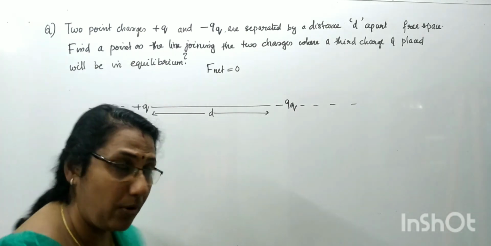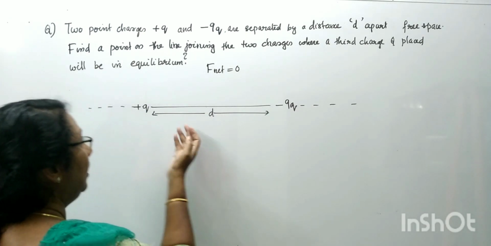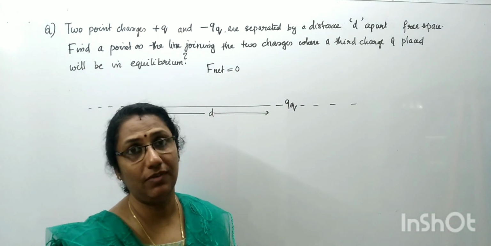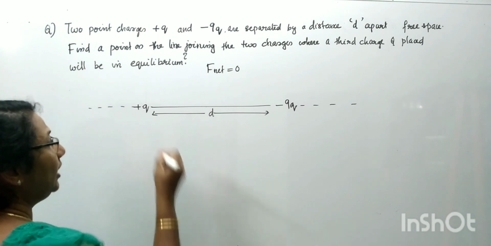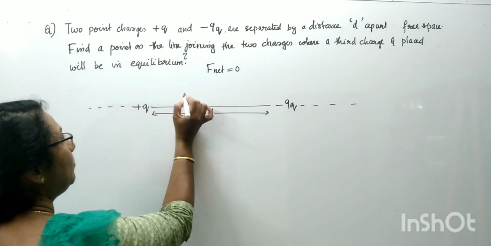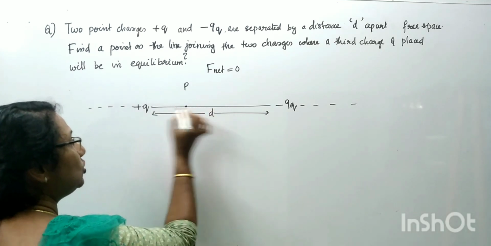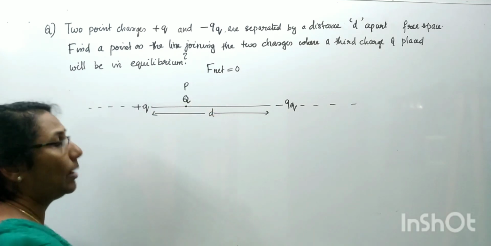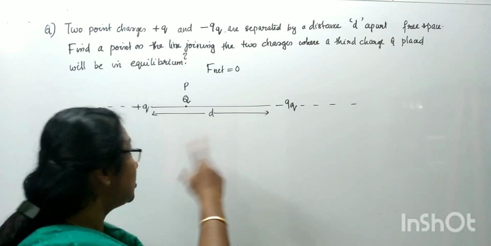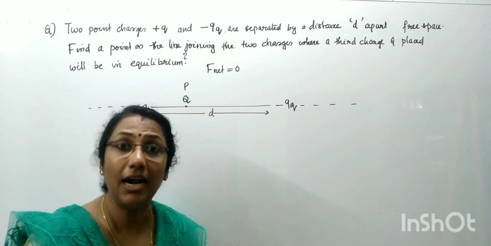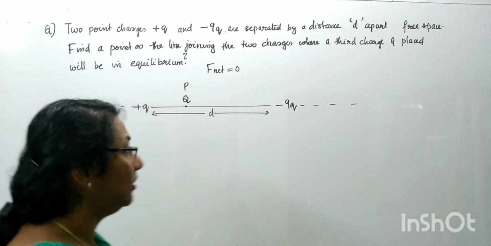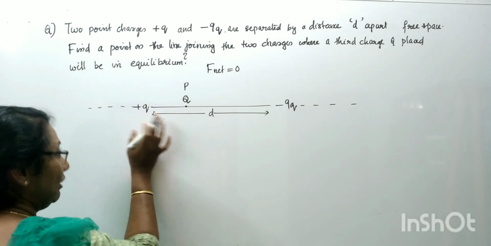So we can take a point in between the two charges, left of +q, or right of -9q. At first we will try to take a point in between these two charges. Suppose a point P is taken in between the two charges and we have put capital Q there. Now +q and -9q are unlike charges, so we will look at the different types of force.